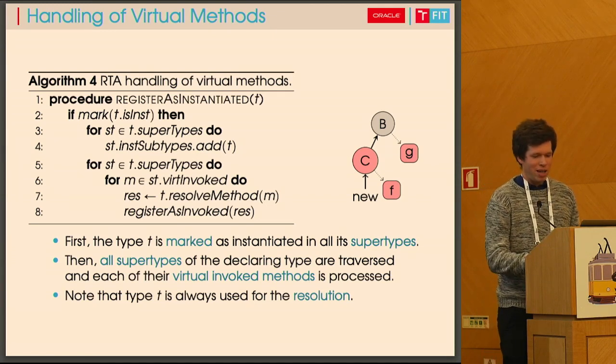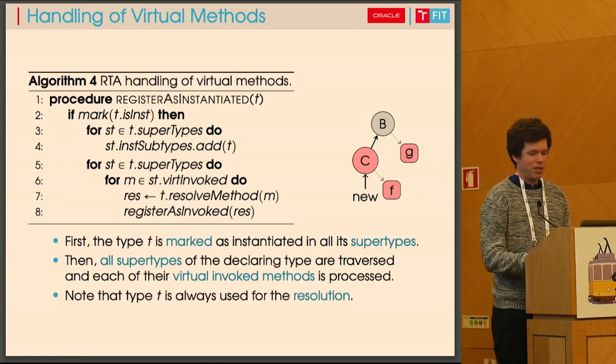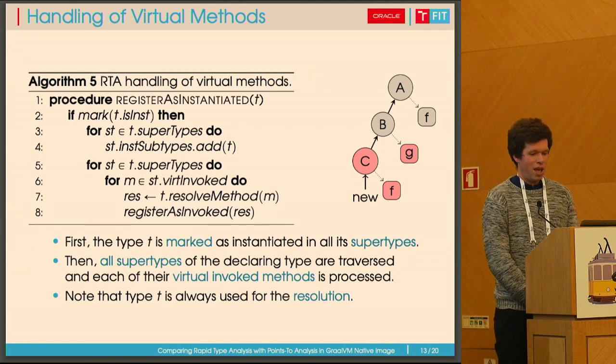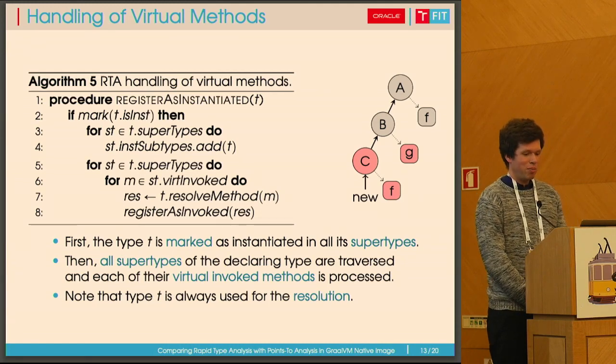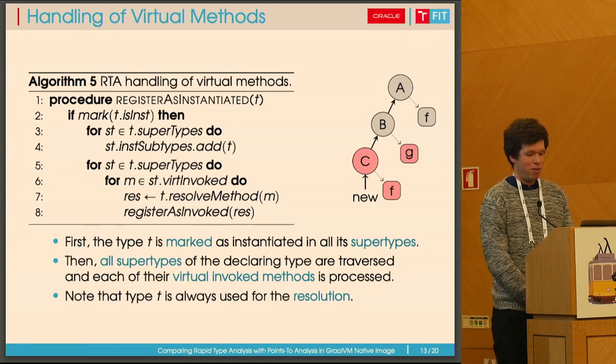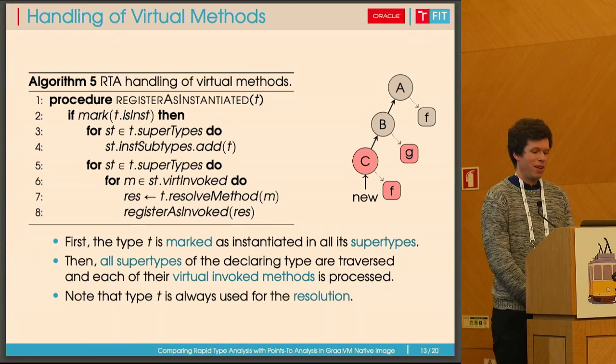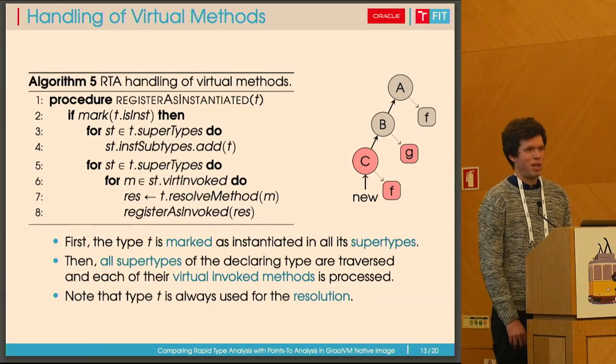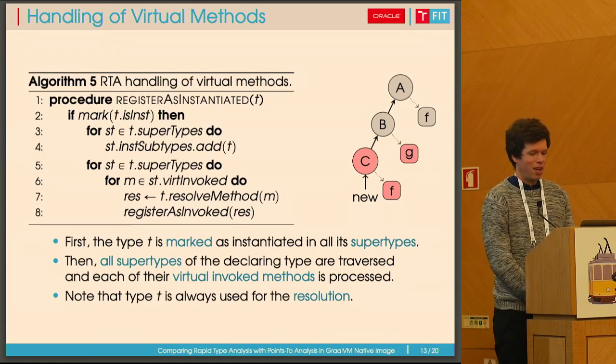And suppose type B has method g registered as virtually invoked. We will again perform the resolution via the type C, which will give us the implementation in B. So we will register it as invoked. Then we go to the supertype A. And here it gets a little bit more interesting, because when we resolve its method f using the type C, of course we will get the one coming from the type C. And therefore we will not mark the one coming from the type A, which would be imprecise, unnecessary in this case, because there is no way the method f on type A can be invoked in this case.